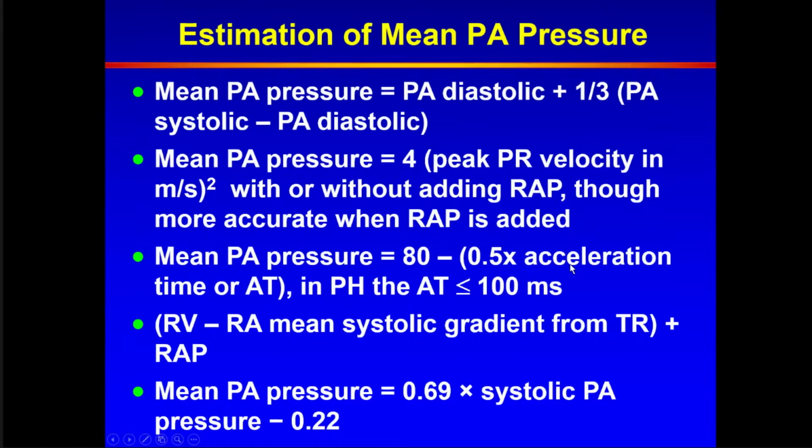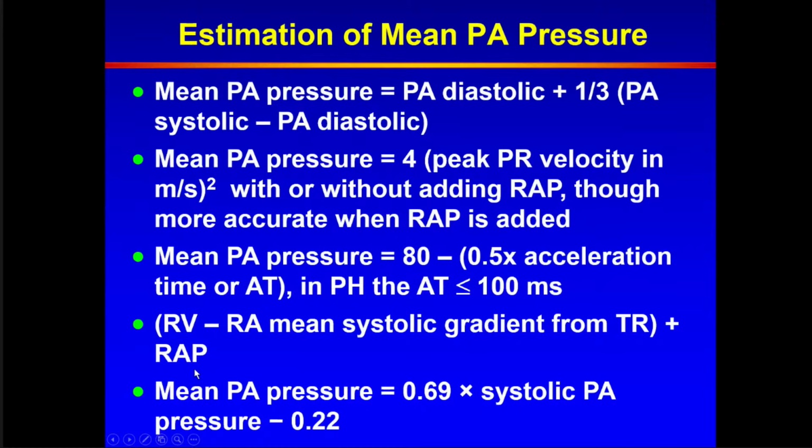Another approach is looking at how fast flow accelerates in the RV outflow tract. If it takes a short time for it to accelerate, that's usually a patient with pulmonary hypertension, and that's an expression that was validated. In general, a short time is considered 100 milliseconds or less.